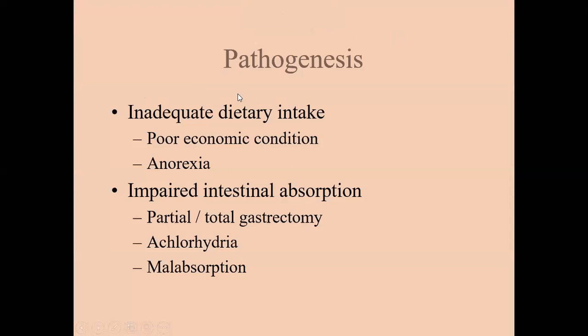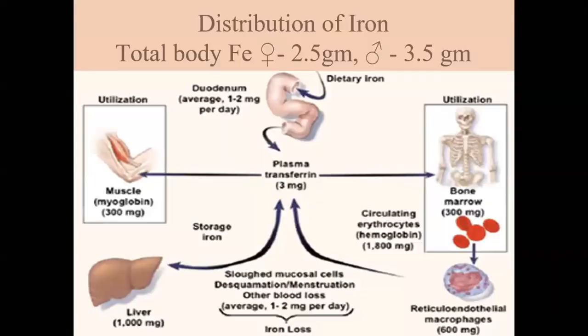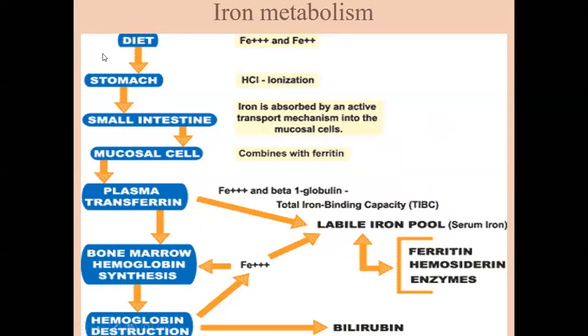What is the pathogenesis of iron deficiency anemia? Etiology, causes. So remember, first, what did we see? Diet. Inadequate dietary intake due to poor economic condition or anorexia. What is anorexia? Lack of hunger, ma'am. Loss of appetite. So diet, two things: one is there is no food, not a nutritious food; second is no appetite, not eating.